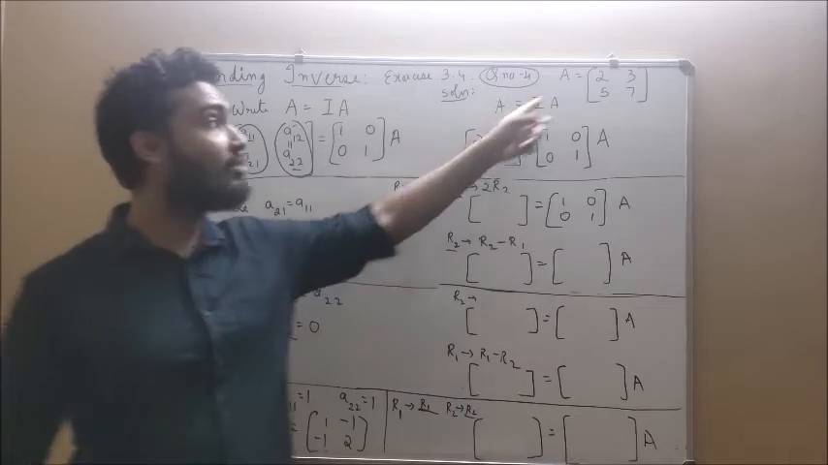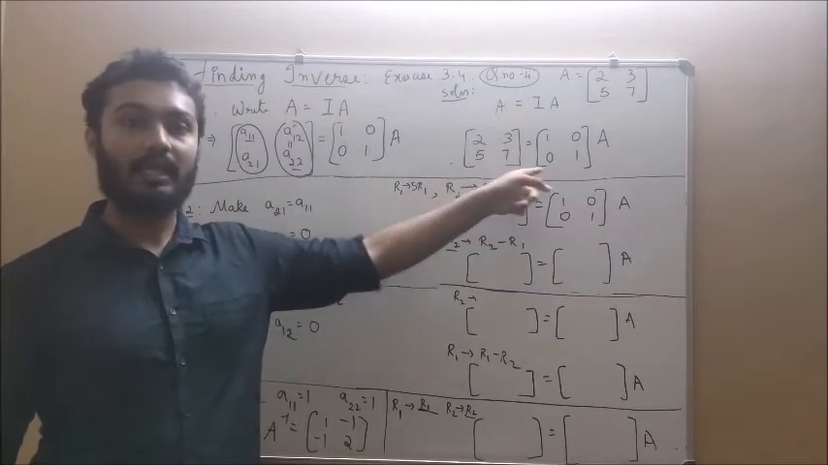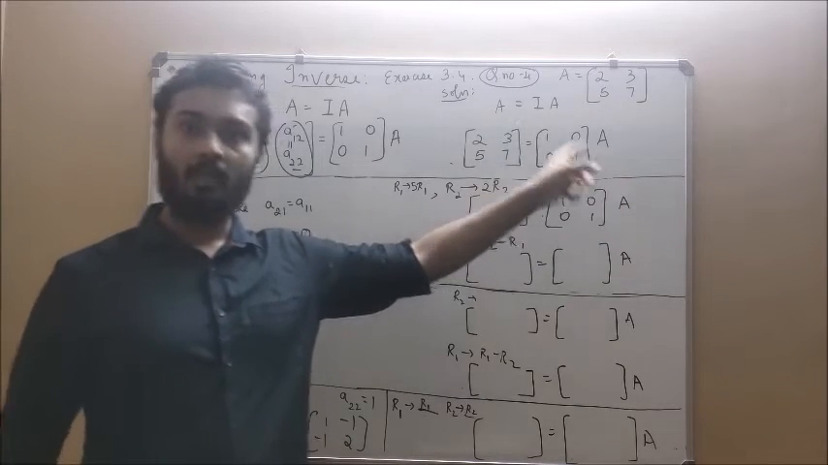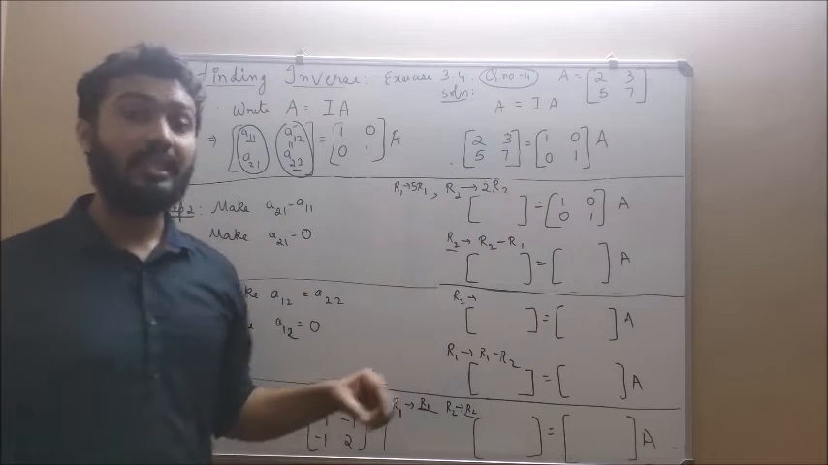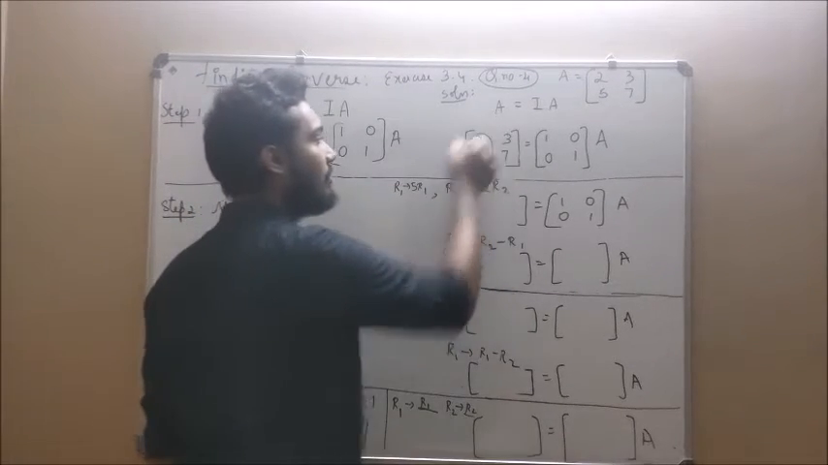So the matrix A is 2, 3, 5, 7, equal to I, the identity matrix 1, 0, 0, 1, into A. Next, what to do? Next, we have to make these two equal.